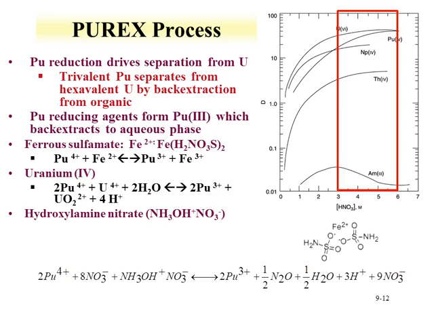As was stated in the previous slide, the separation of plutonium in the PUREX process is predicated upon its reduction from the tetravalent state in the organic phase to a trivalent state, which then gets removed from the organic phase into the aqueous phase.